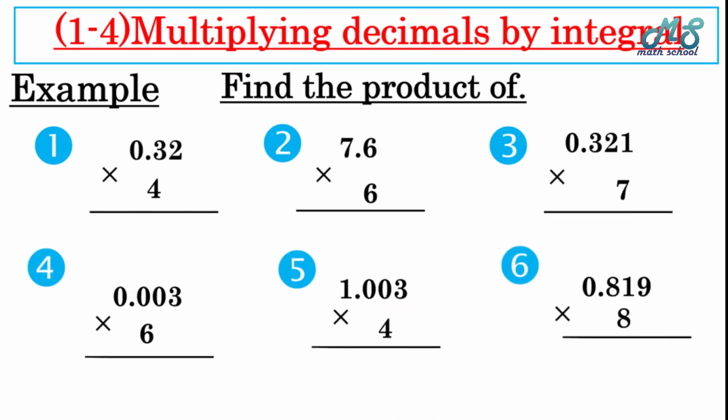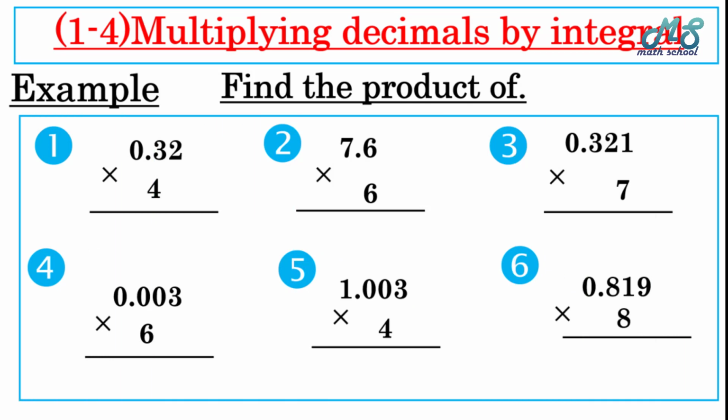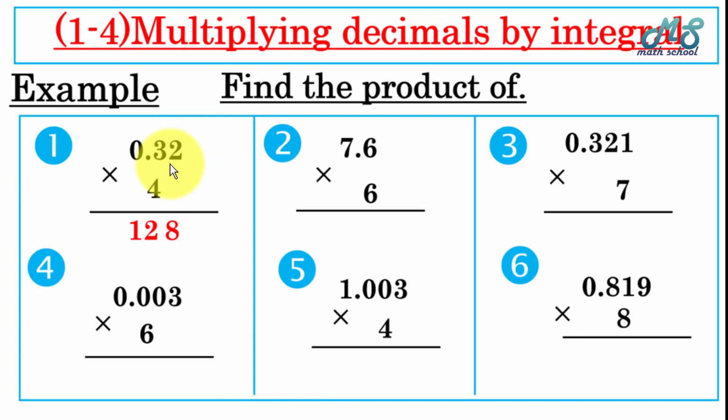So let's start. 0.32 times 4. It's a decimal fraction times 4, multiplying by a one-digit number. We will ignore the decimal point and multiply 32 by 4, starting from right to left. 4 times 2 equals what, guys? Yes, equals 8. 4 times 3 equals 12. We will insert the decimal point according to the decimal point in the decimal fraction. It will be, guys, after 2 digits from the right. So the product, guys, will be 1.28.